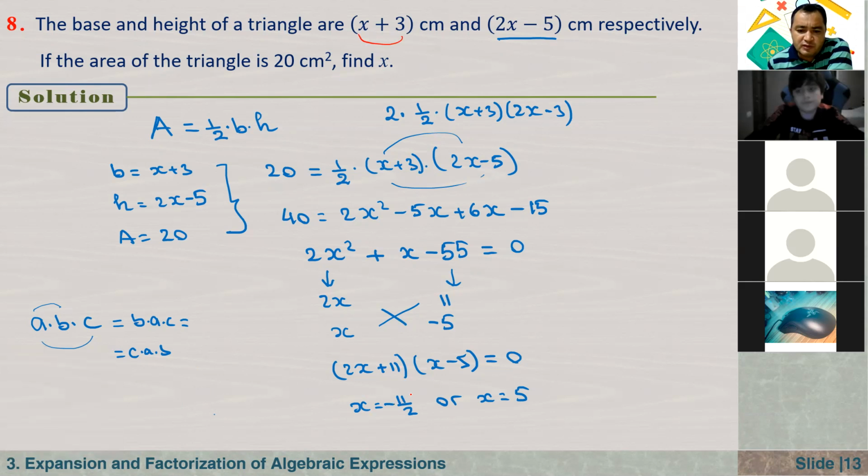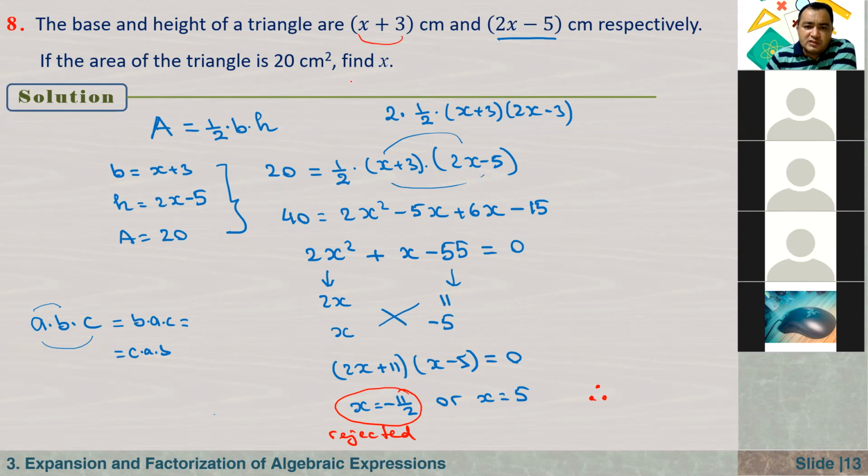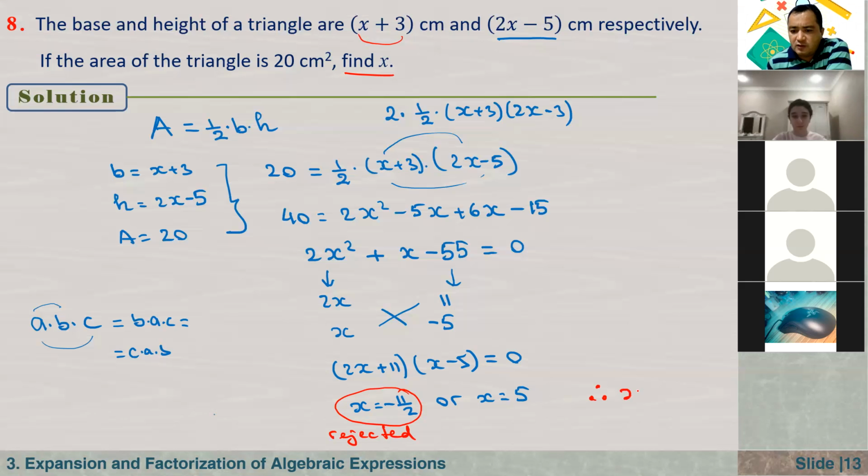So here we know that if x equals minus 11 over 2, then x plus 3 becomes negative, right? We do not use negative numbers to measure length. That's why this answer is rejected. So now our final answer: the question is find x, so the value of x is 5.